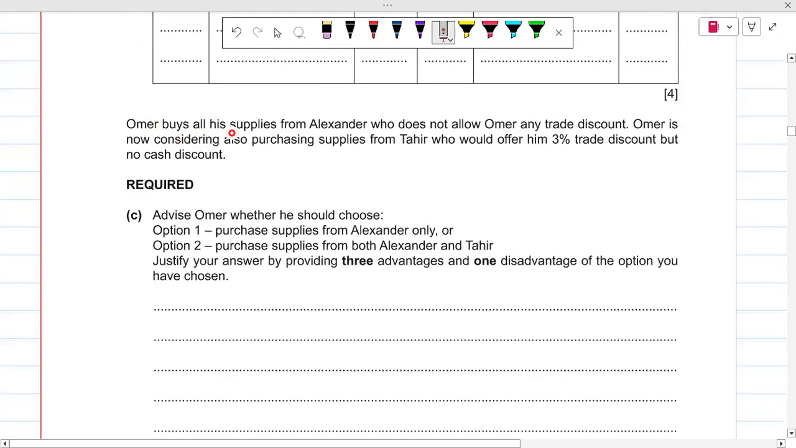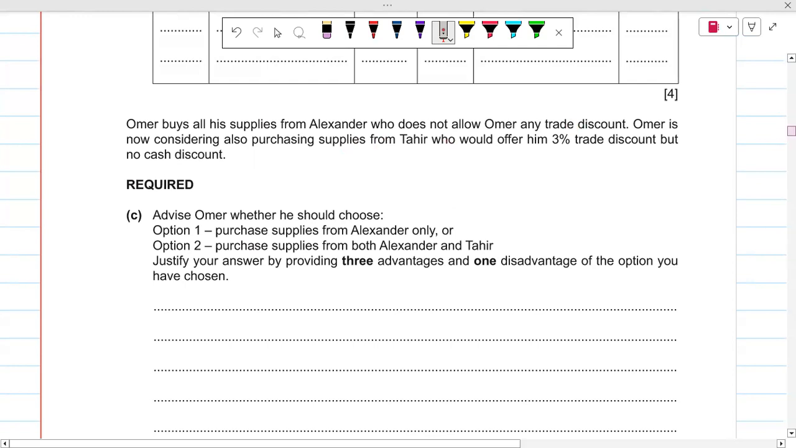So Umar buys all his supplies from Alexander, who does not allow Umar any trade discount. Umar is now considering also purchasing supplies from Tahir, who would offer him 3% trade discount, but no cash discount. So we know that Alexander gave Umar the cash discount, but she is not giving him the trade discount.